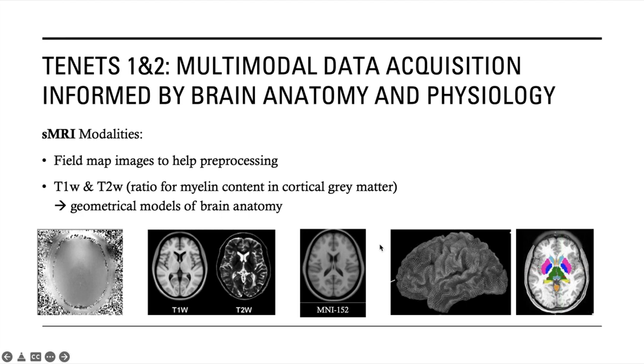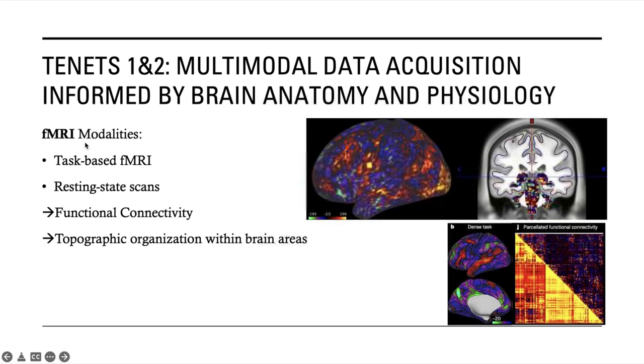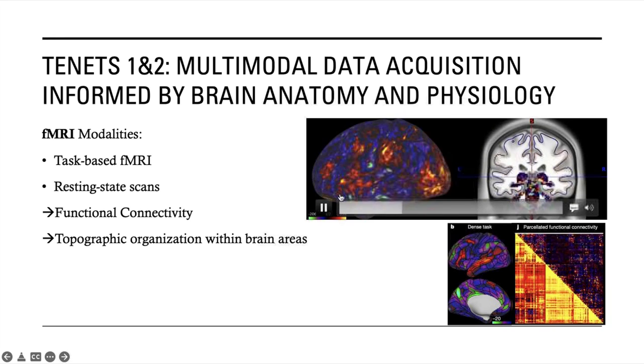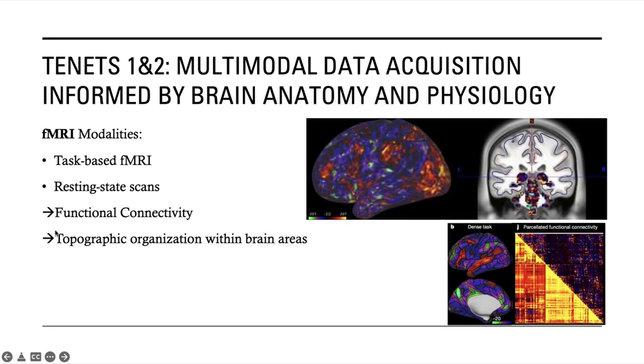And we can build geometrical models of brain anatomy, for example, the surface reconstruction and segmentation of subcortical areas. The fMRI modalities are for task-based fMRI or resting state scans, as you can see here, to compute then functional connectivity and topographic organization within the brain areas. Okay, I think I'll skip this.